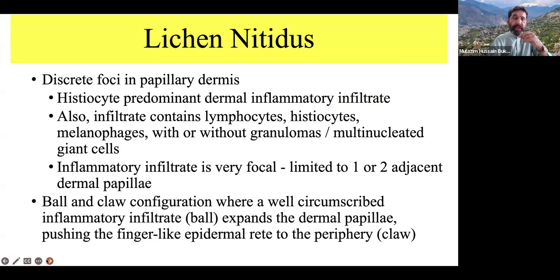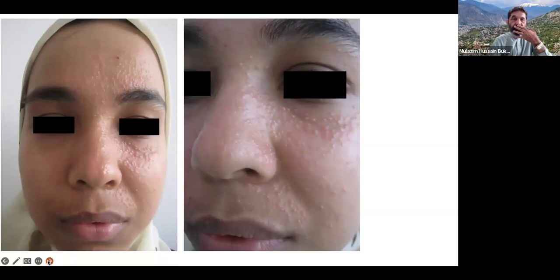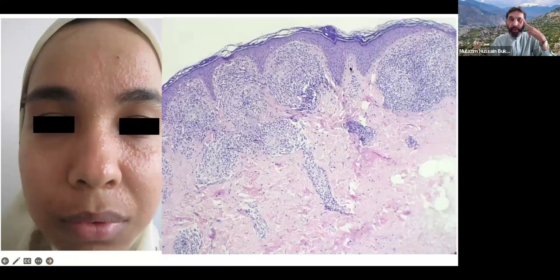It does not involve the deeper part of the eccrine glands. A very important feature is that lymphocytes are captured in a ball-like picture. This is the picture, this one. It is ball-like, as if the two rete ridges are catching a ball in your hands. If you see a ball caught in two rete ridges, then it is lichenoides.